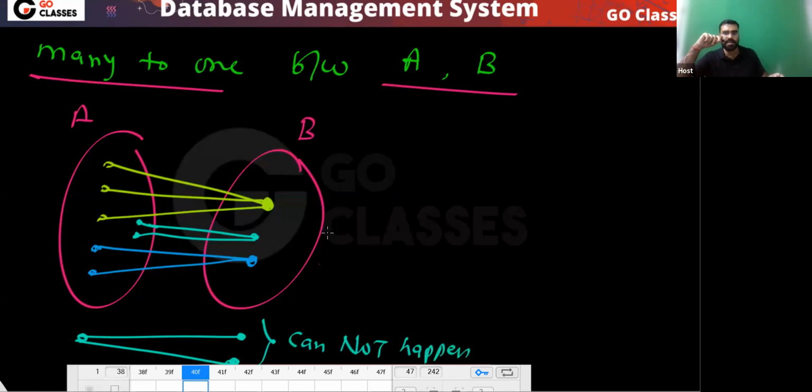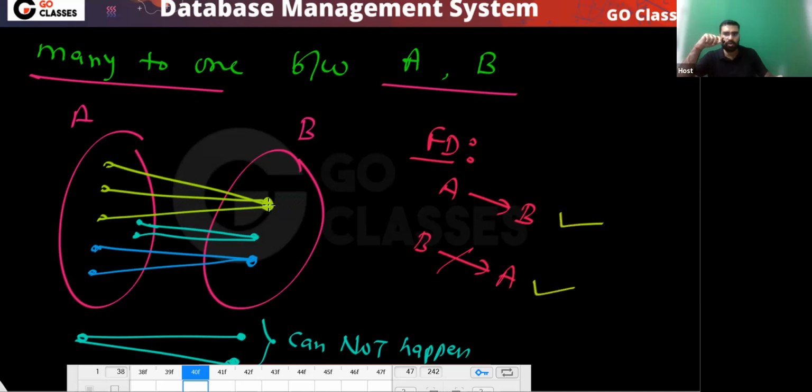Is this clear? So which functional dependency can describe this situation? Can I say A will determine B? If you know the value of A, can you determine the value of B? Yes. And if you know the value of B, you cannot determine A, because for the same value you have many values in A. Is this question clear to everyone? So for this, the answer will be this.